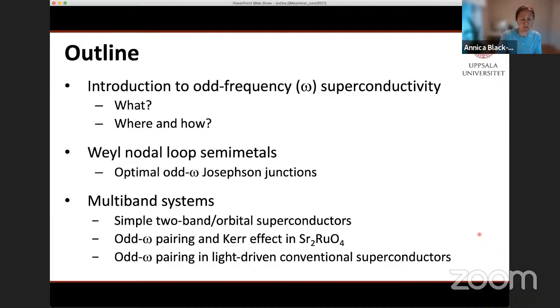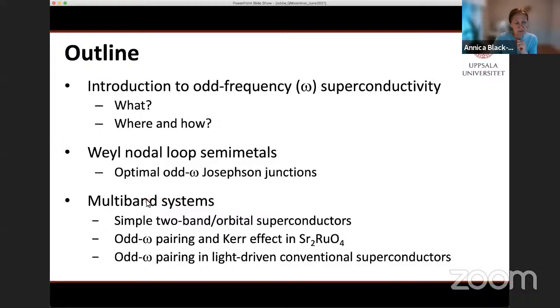Maybe some of you are not at all familiar with odd frequency superconductivity, so I'm going to give a brief introduction of what it is and where and how we find it. I'm then going to jump into some of our results that show that this phenomenon is actually quite ubiquitous, especially in topological materials or materials with different bands or orbitals. So I'm going to talk about Weyl nodal loop semimetals and try to convince you that they make very good, or even, I would say, optimal, odd frequency Josephson junctions.